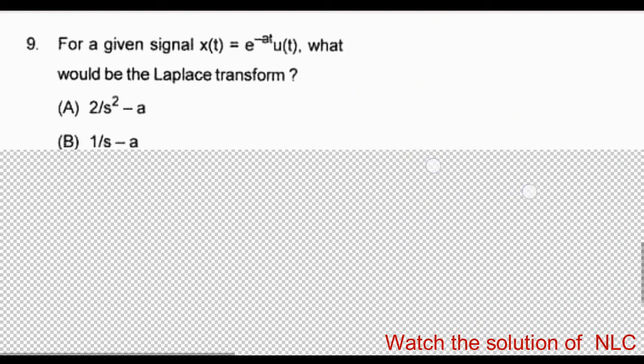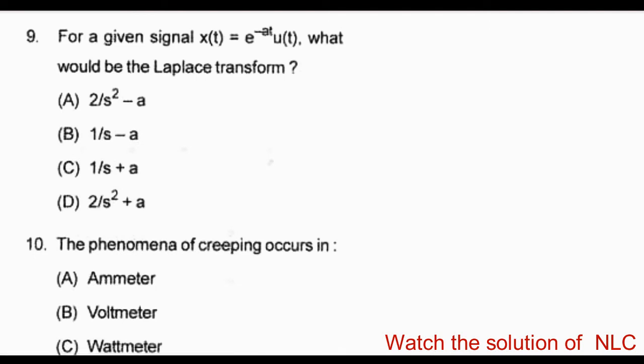Next is question number 9. For the given signal x(t) equal to e to the power minus at times u(t), what would be the Laplace transform? Here the Laplace transform is asked. For u(t), what is the Laplace transform? This is 1 by s, and e to the power minus at is multiplied. That means frequency shifting. This is called frequency shifting.